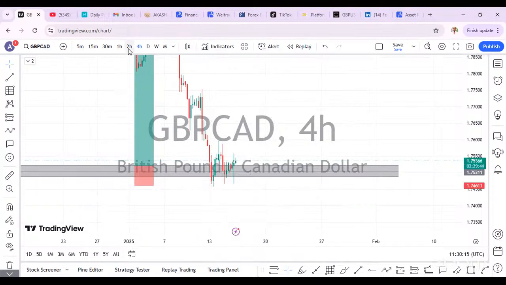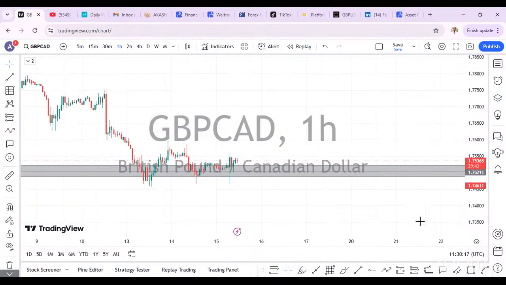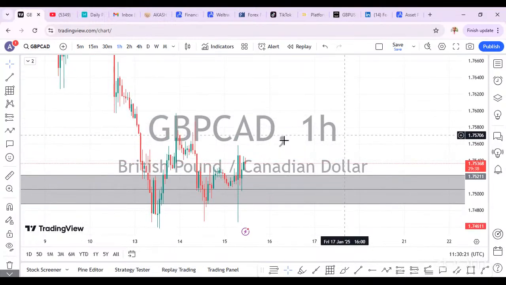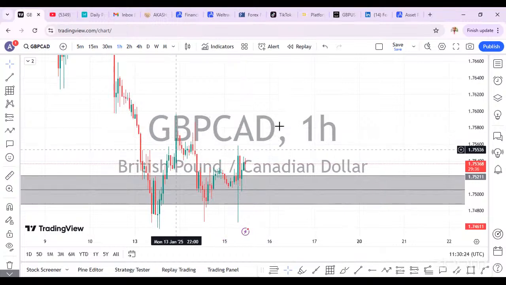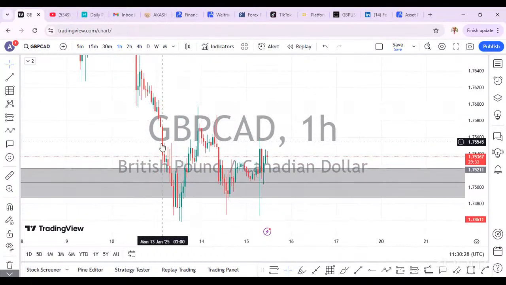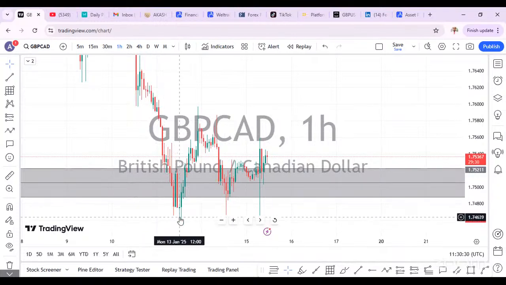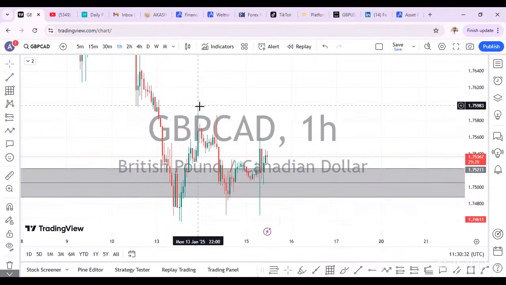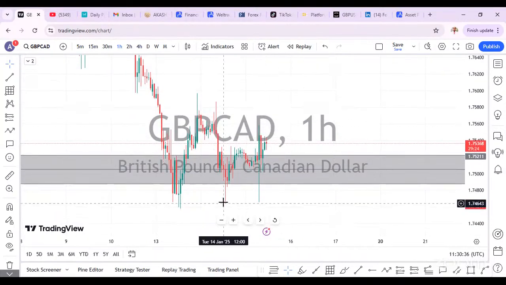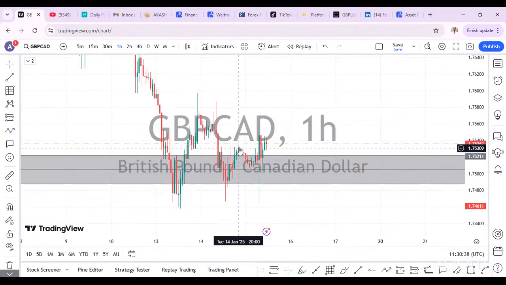So let's go to the hour. Let's analyze on the 1 hour now. So can we call a market structure shift here? We have this low, we have this high. I think this is a lower low. This is the form of a lower low. They give us this high.